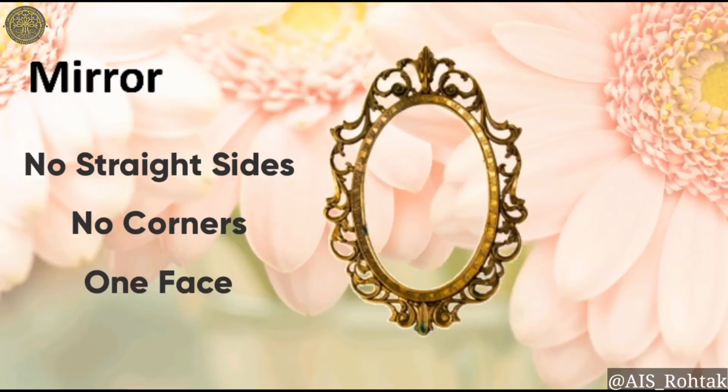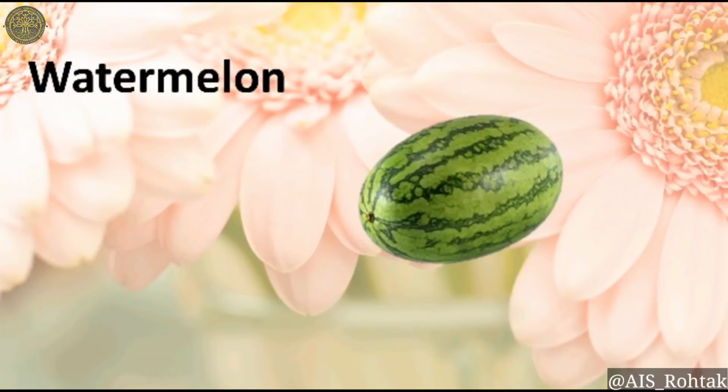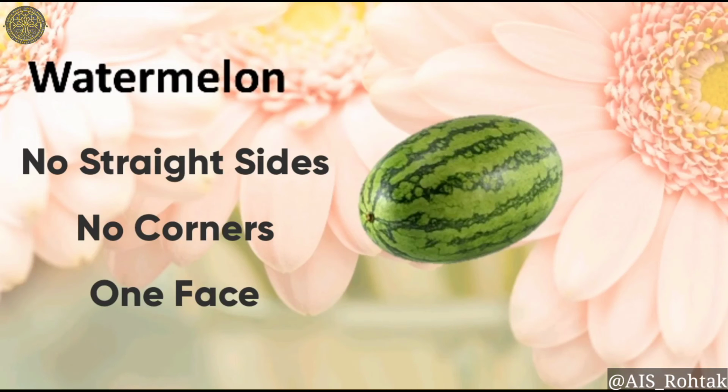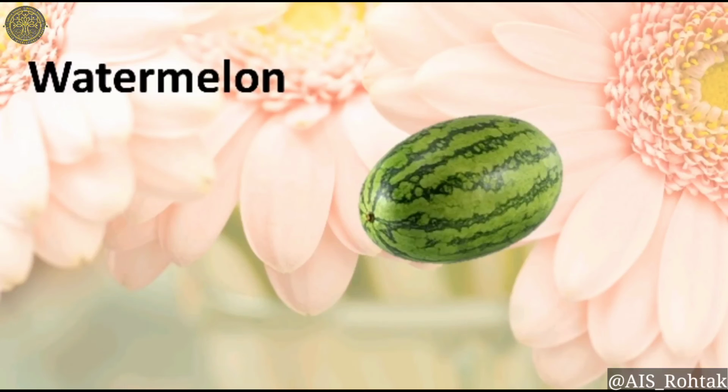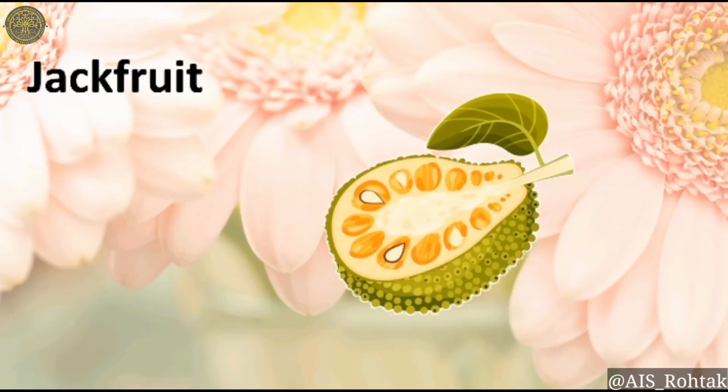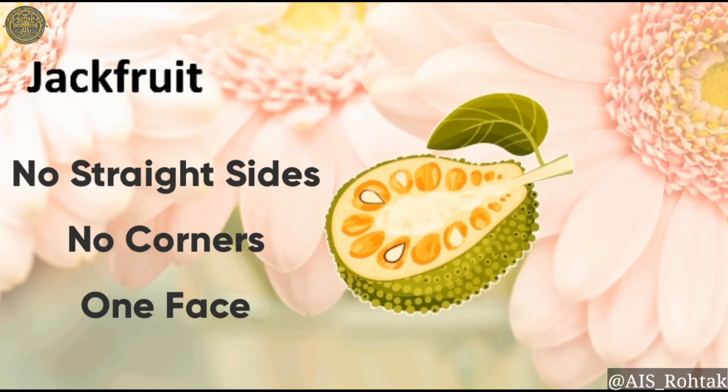be traced or seen. And here we have a sweet and juicy fruit, watermelon. Did you know that watermelon has an oval shape, having no straight sides, no corners and one face that can be seen? Another object that we have in an oval shape is jackfruit. Yes, children, jackfruit comes in an oval shape. No straight sides, no corners and one face.